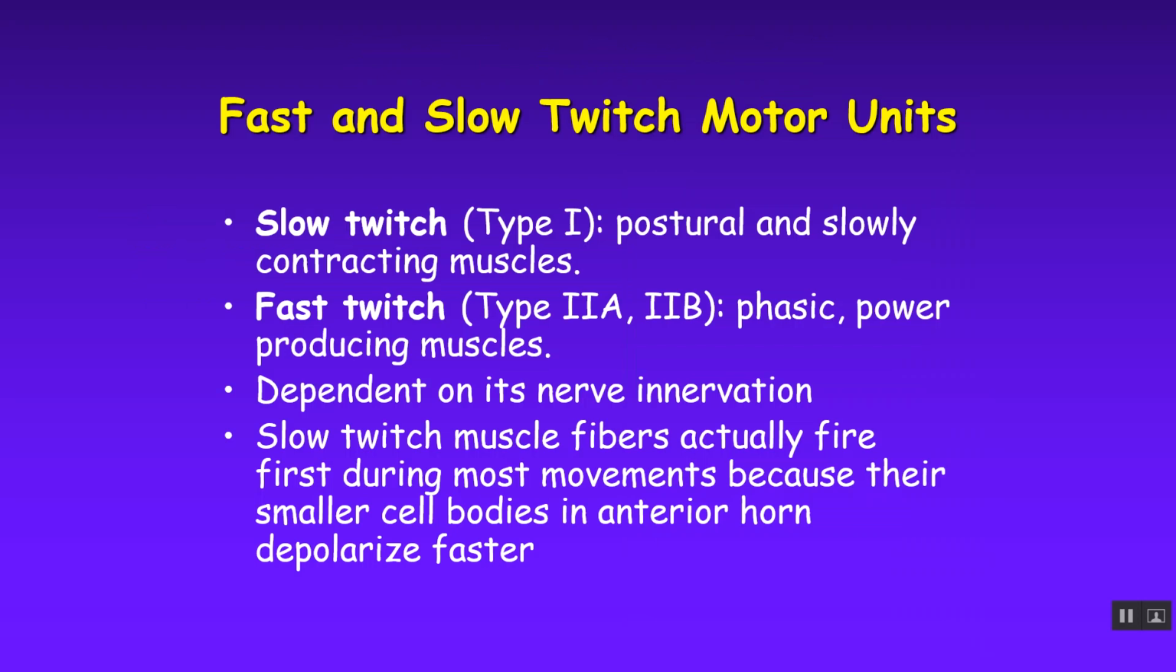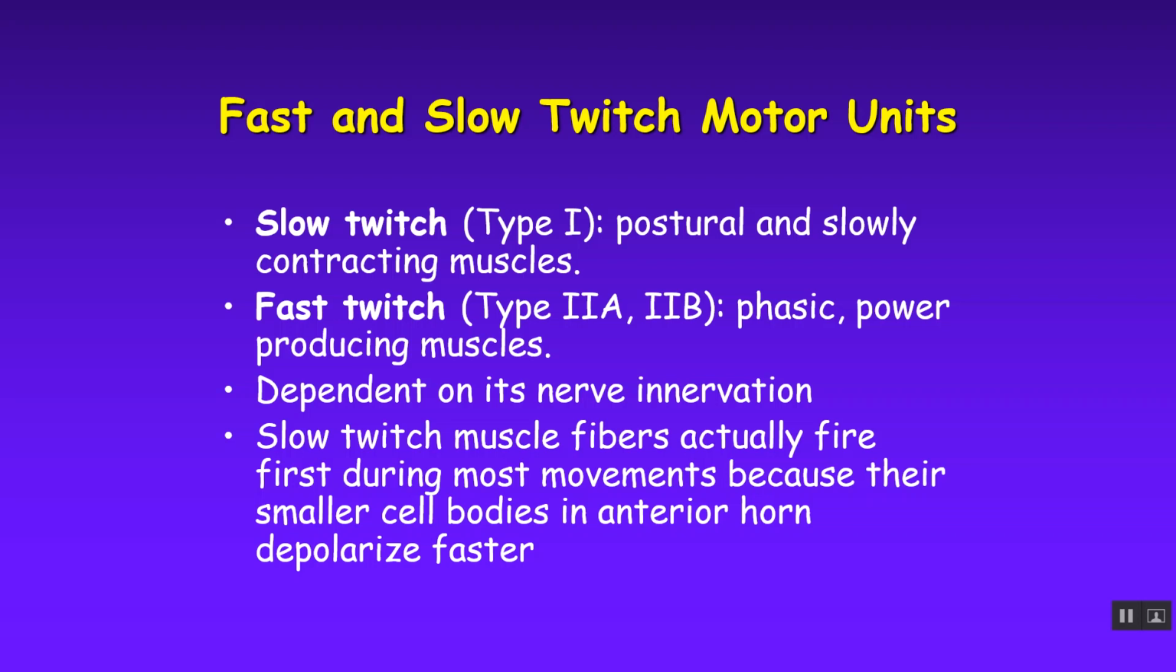We have fast and slow twitch motor units. Slow twitch are type 1. They innervate postural and slowly contracting muscles that turn on for long periods of time and are supportive in nature. They create the background tone and the ability to do fast movements on top of them with your fast twitch muscle fibers. We have different types of fast twitch muscle fibers. Don't need to get into real detail on that. Type 2A, type 2B. These are more phasic and power producing muscles, okay?